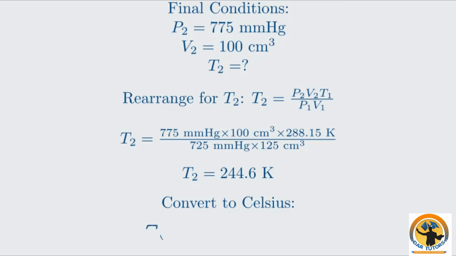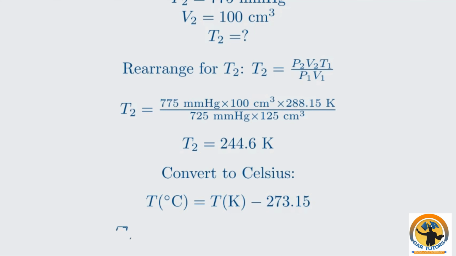But the question asks for the temperature in degrees Celsius, so we must convert our answer back. 244.6 Kelvin minus 273.15 gives us approximately 28.5 degrees Celsius. An excellent job if you got the final answer in Celsius.